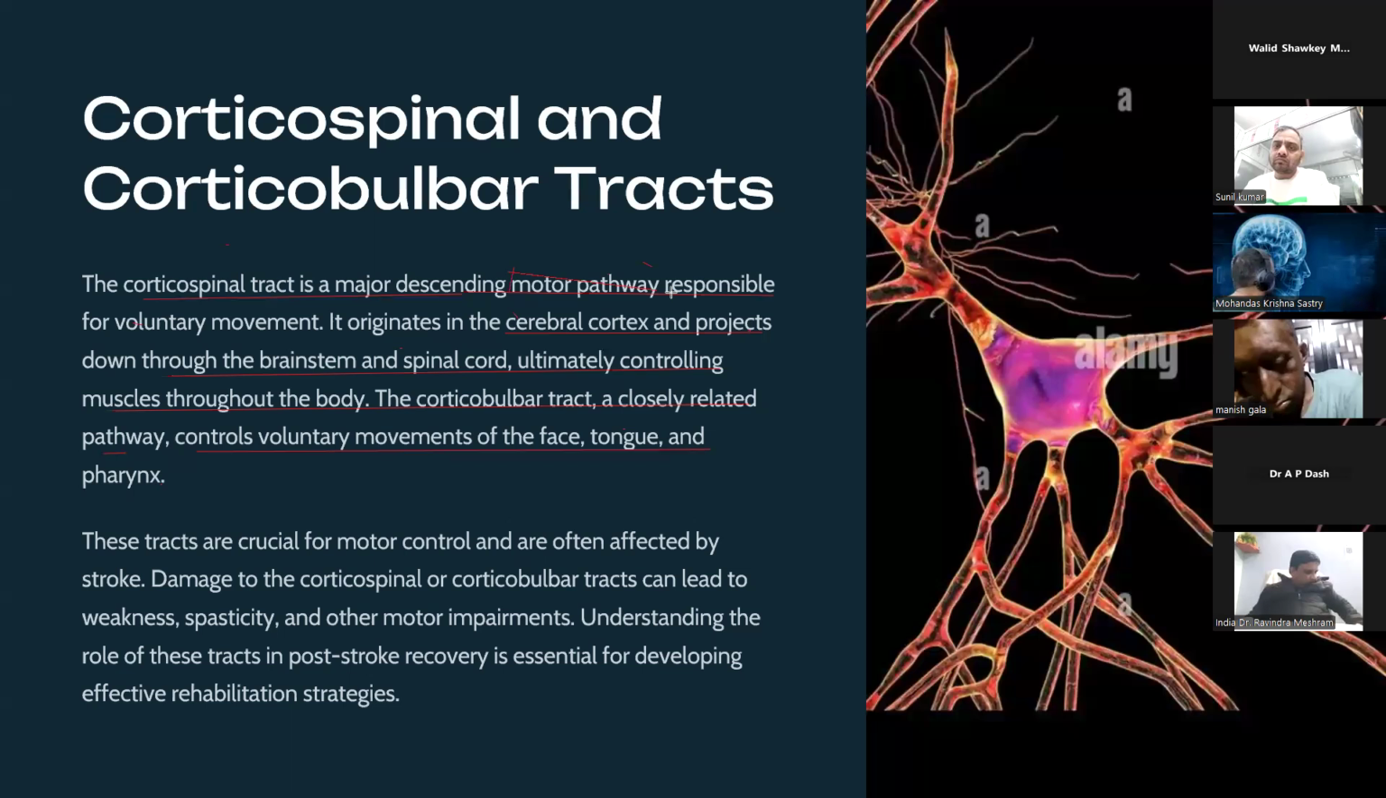So there are two tracts. What are the two tracts? Corticospinal and corticobulbar. This is the corticospinal, and this is corticobulbar. These tracts are crucial for motor control and are often affected by stroke. Damage to the corticospinal and corticobulbar tracts can lead to weakness, spasticity, and motor control impairments. Understanding the role of these tracts in post-stroke recovery is essential for developing an effective rehabilitation strategy.